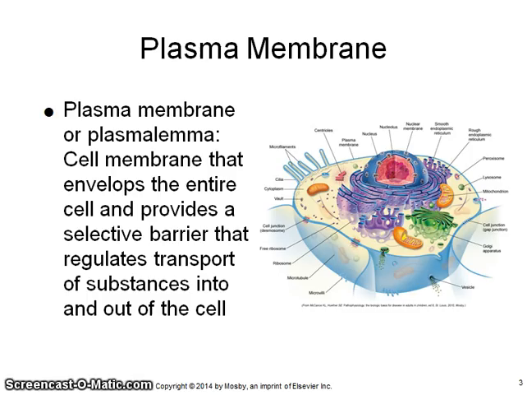The plasma membrane or plasmalemma is the cell membrane that envelops the entire cell and provides a selective barrier that regulates transport of substances into and out of the cell. Included in the plasma membrane are ion channels that can allow certain chemicals to penetrate while keeping other chemicals out.